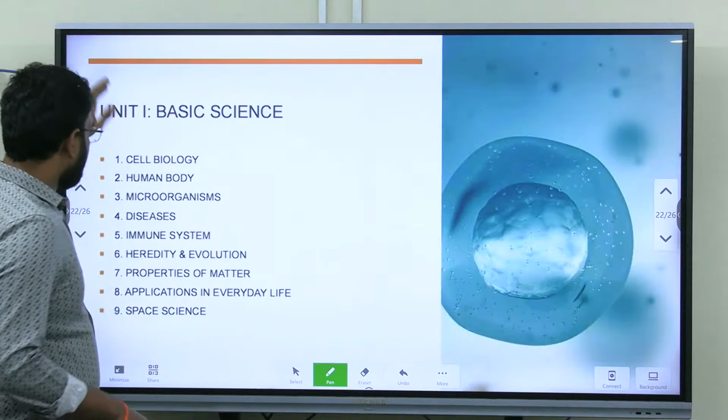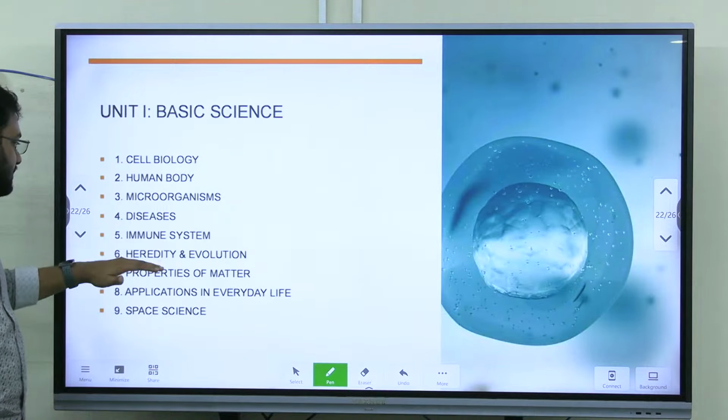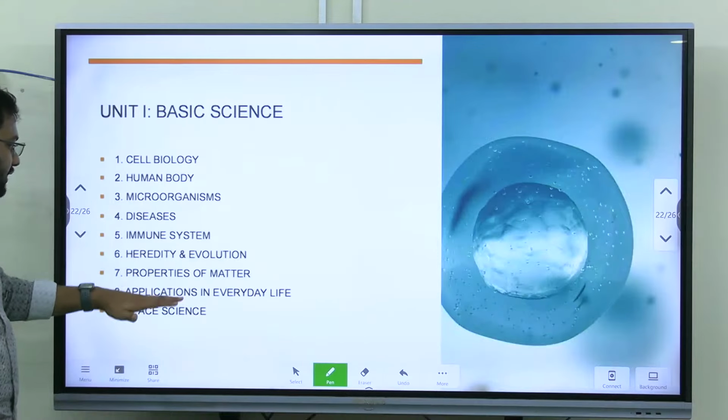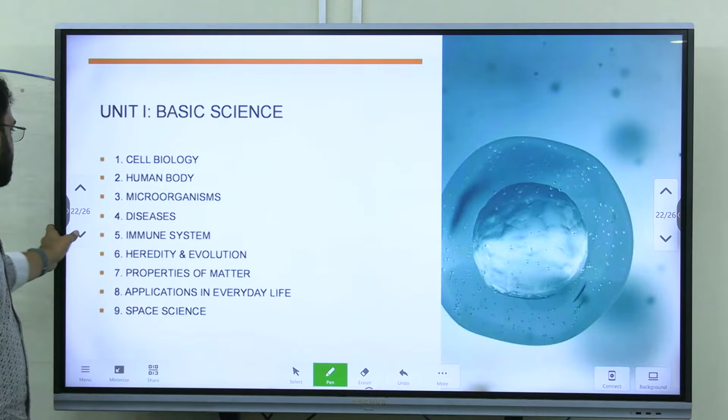So we have further divided the basic sciences into cell biology, microorganisms, diseases, immune system, hereditary, properties of matter, applications, space. So these are basic sciences and these are applied sciences.